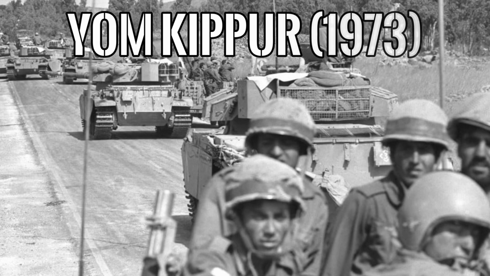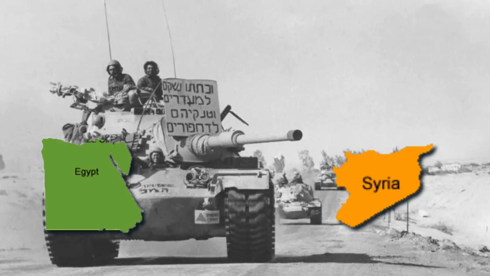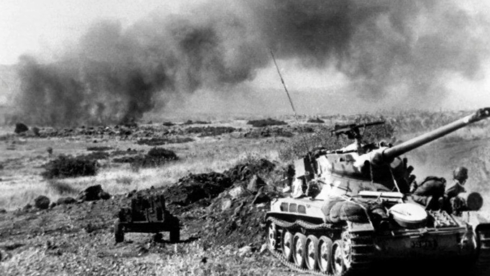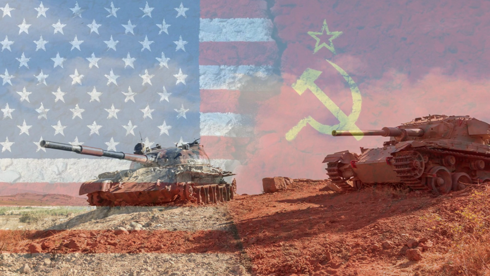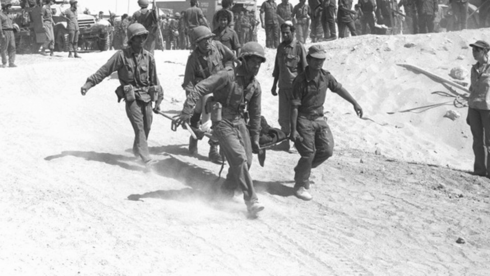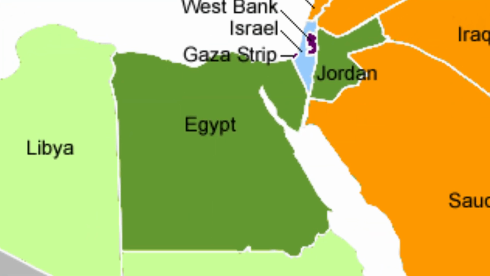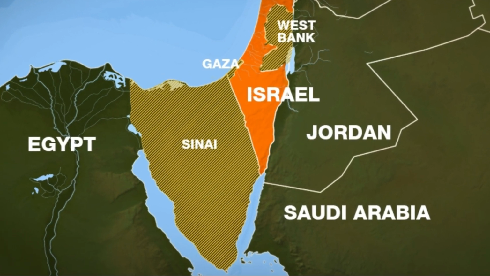In 1973, on Yom Kippur, Egypt and Syria launched a surprise attack on Israel. Initially overwhelmed, Israel fought back and regained lost ground. The war ended with a ceasefire brokered by the US and Soviet Union. The conflict, which left over 20,000 dead, paved the way for the Camp David Accords, where Egypt became the first Arab country to recognize Israel in exchange for the return of the Sinai Peninsula.